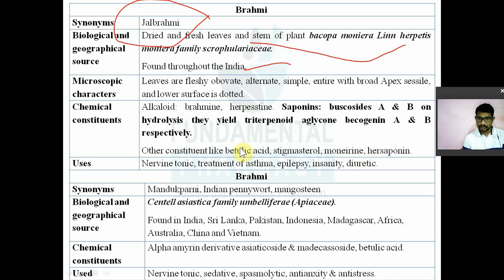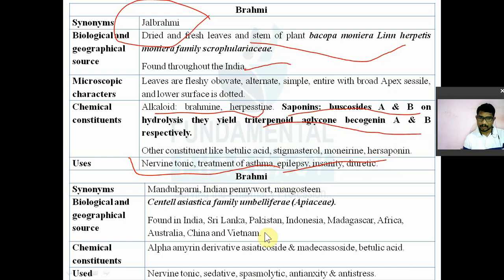It consists of different saponins like bacosides A and B. On hydrolysis, they give triterpenoid aglycones known as bacogenin A and B. Along with glycosides, it also has alkaloids like brahmine and herpestine. It is used as a nerve tonic, in treatment of asthma, epilepsy and insanity, and it is also a diuretic.